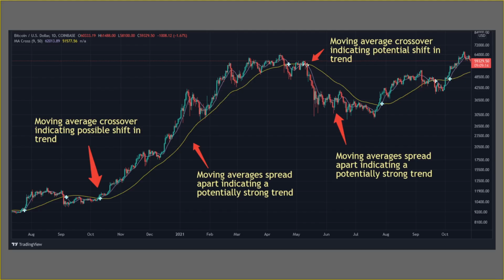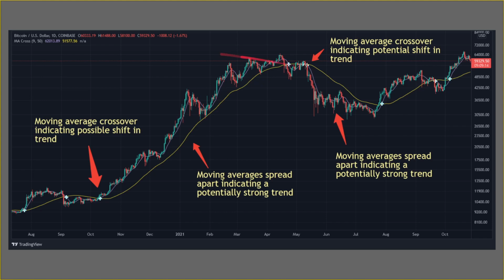Now, here are some examples of this. This is Bitcoin to US dollar. This is a daily chart. And here we're looking at the moving averages, the 9 period in the pink, this pink line, and the yellow line will be the 50 period. Now, in this situation on TradingView, I have utilized the moving average cross indicator. So with this, I actually input which two moving averages I want to use, and it actually marks exactly where they cross over. And I use this for this example.